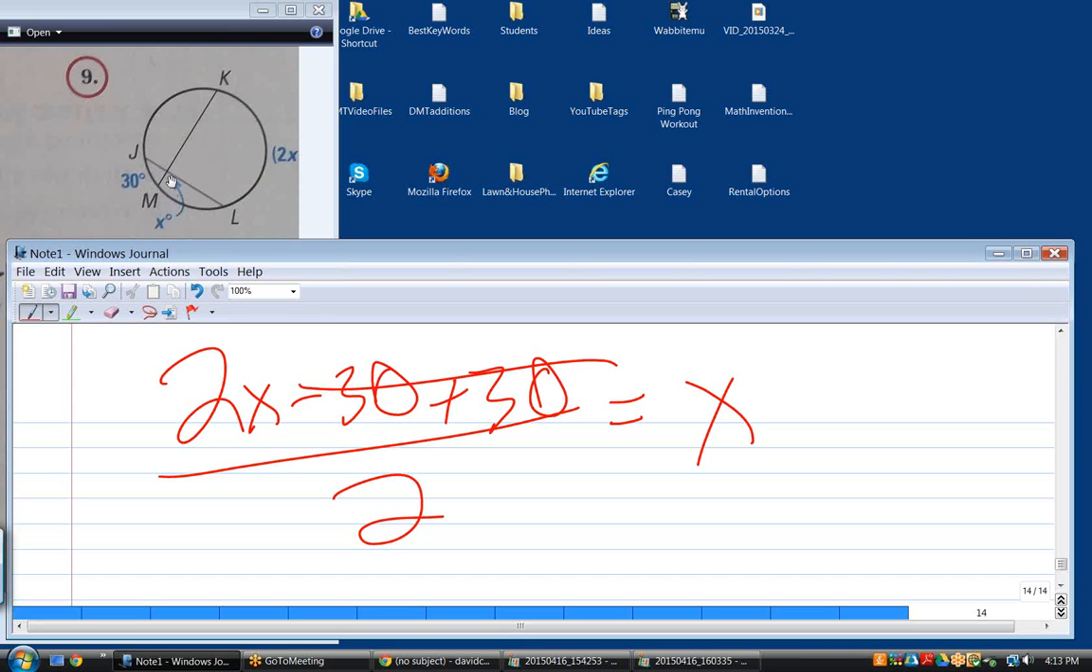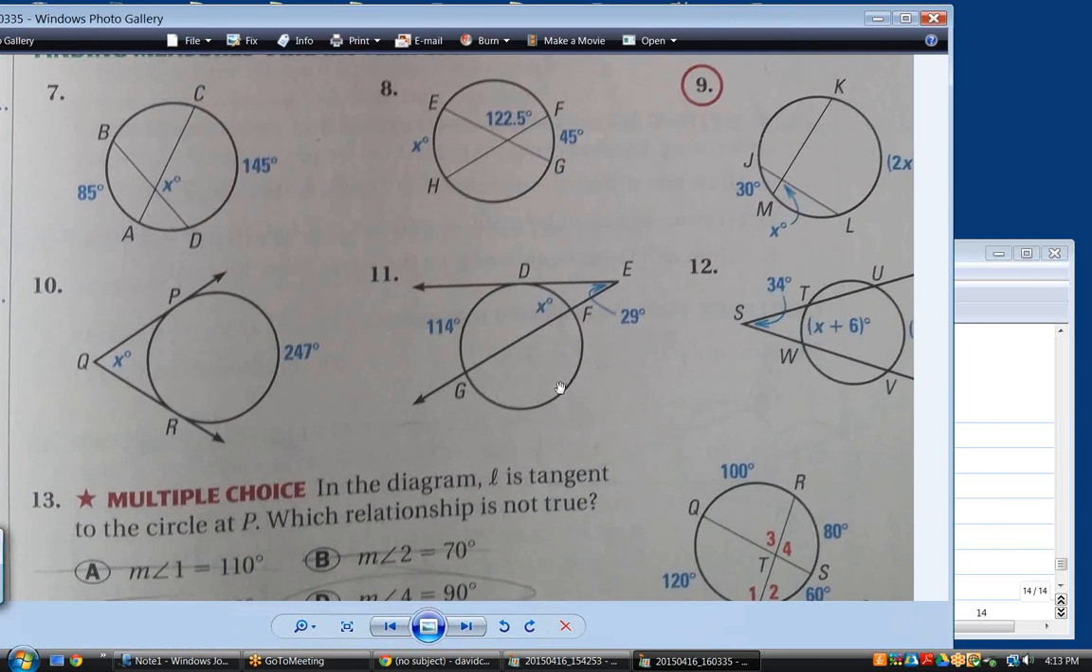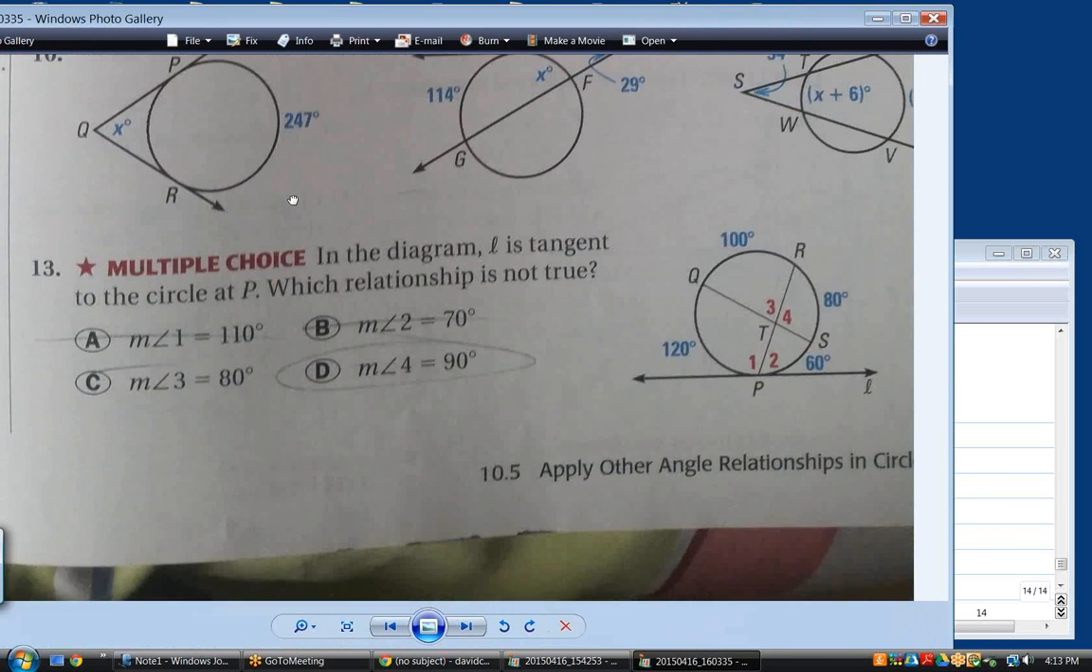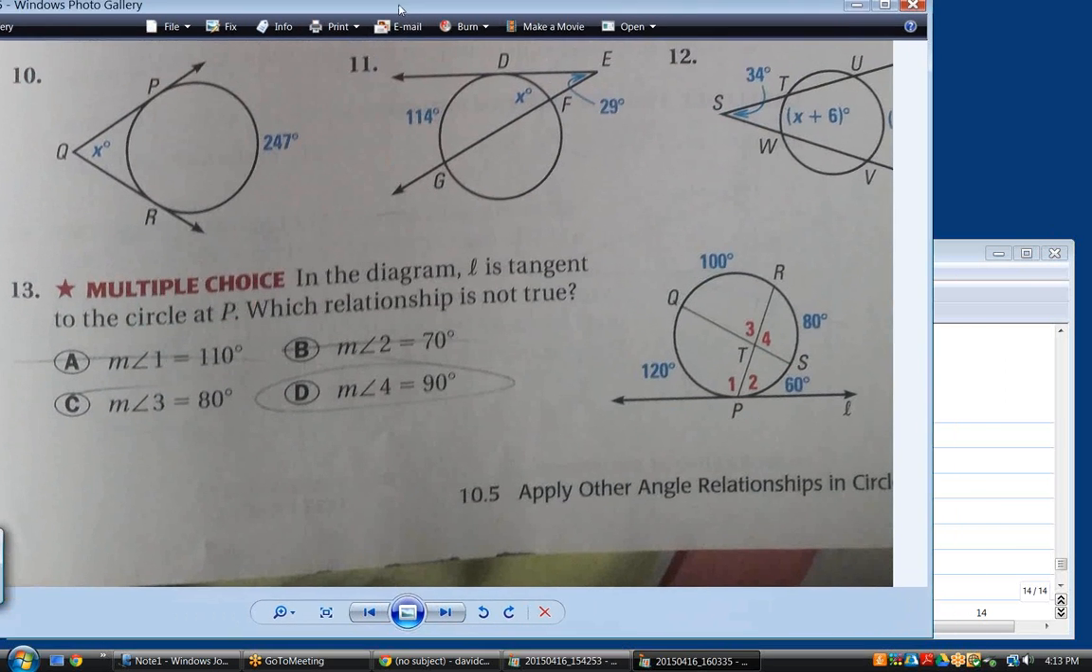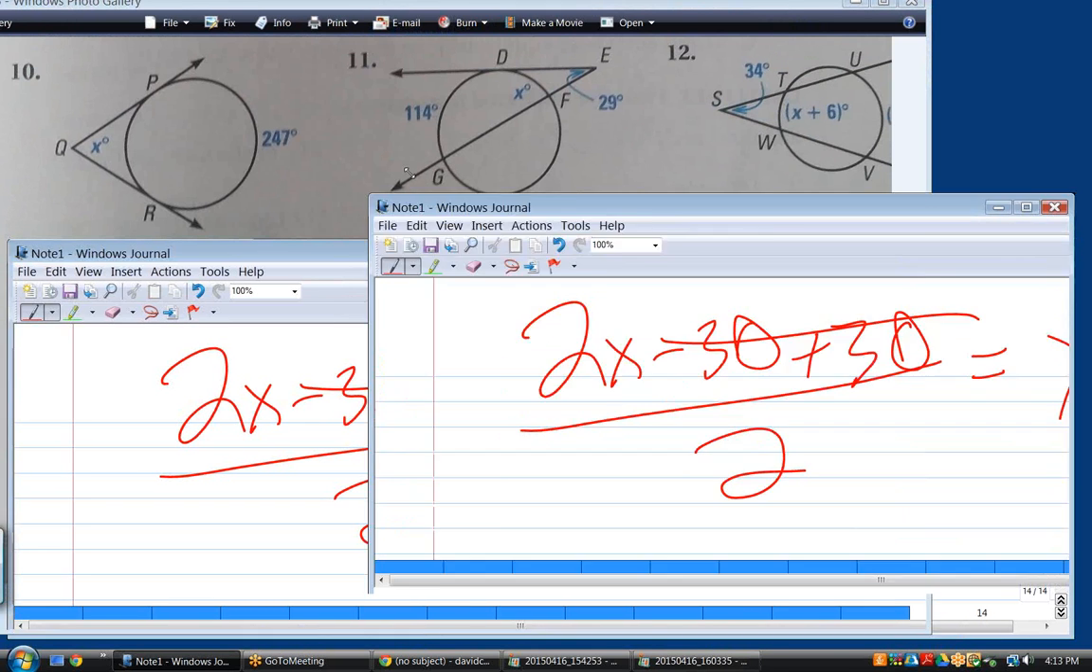They've kind of confused the issue here by labeling this angle as x and labeling x also up there. They made it a little more confusing than it really needs to be. Yeah, no kidding. But geometry is famous for that.